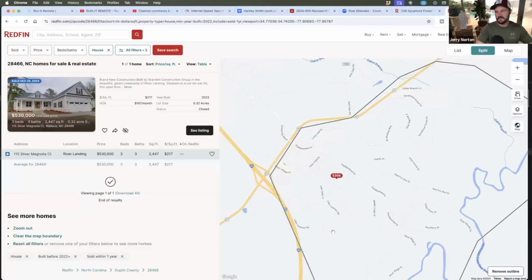So this is why you're having this conversation. They can't sell in there. One comp that's built from 2022 has sold in the past year, and it sold for $217 a foot. One comp. This is why you've got to get your head around what's going on. You got to understand what's going on, and then you got to make smart choices based on what's going on.